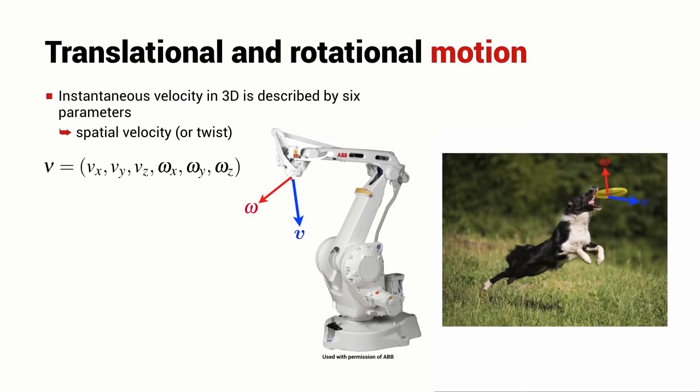Typically we stack the elements of the translational velocity, the elements Vx, Vy, and Vz, and the elements of the angular velocity, omega x, omega y, and omega z, into one vector that's 6 elements long, and we refer to this as the spatial velocity or the twist of the object. We use the Greek letter nu, which looks a bit like a v, to denote this special quantity, this spatial velocity or twist, which has got 6 elements. It's a 6-element vector.